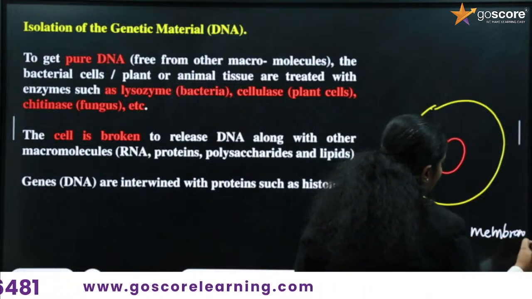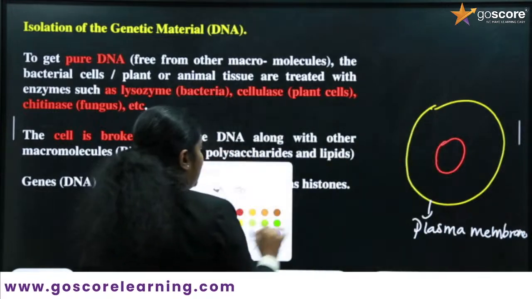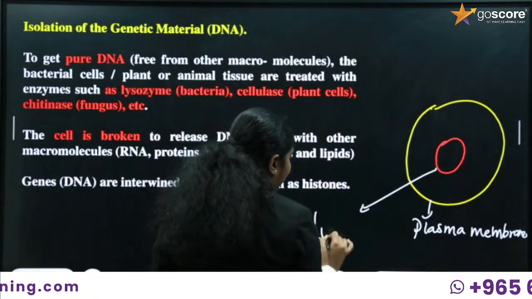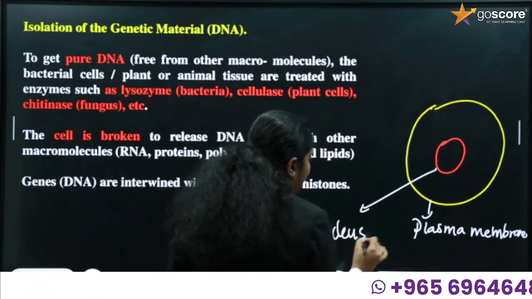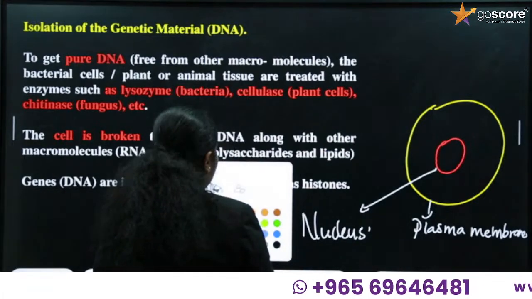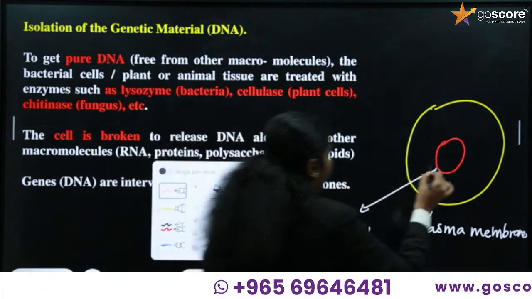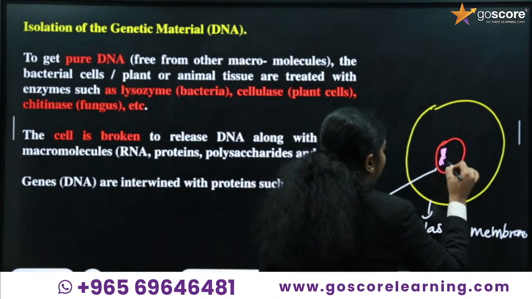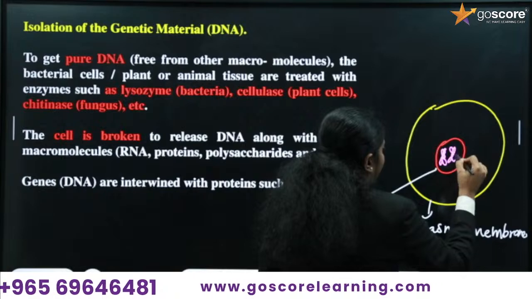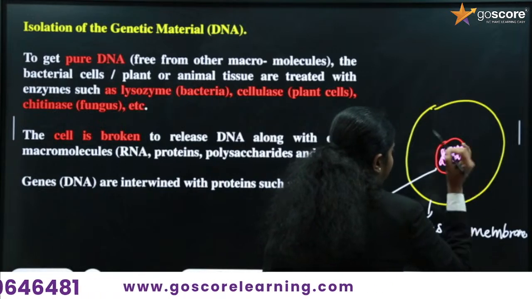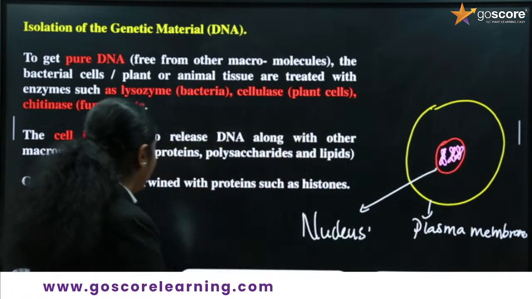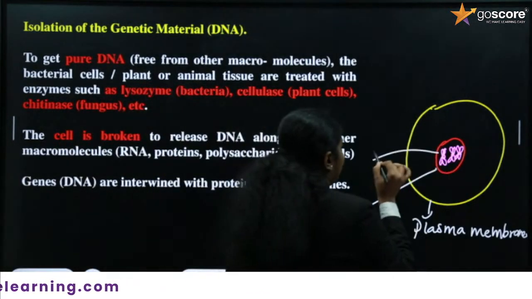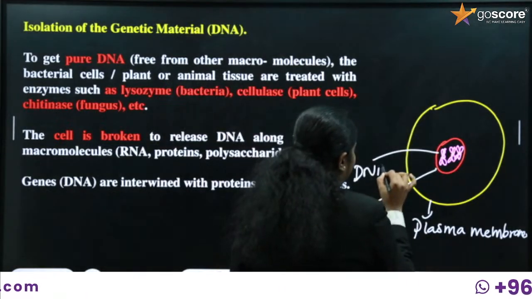So inside the cell, what is present? Nucleus is present. Inside the nucleus, what is present? This DNA is wrapped together as chromosomes with histone proteins. It can be seen only in which phase? Mitotic phase. So inside the nucleus, simply we can say that there is DNA. DNA is present.